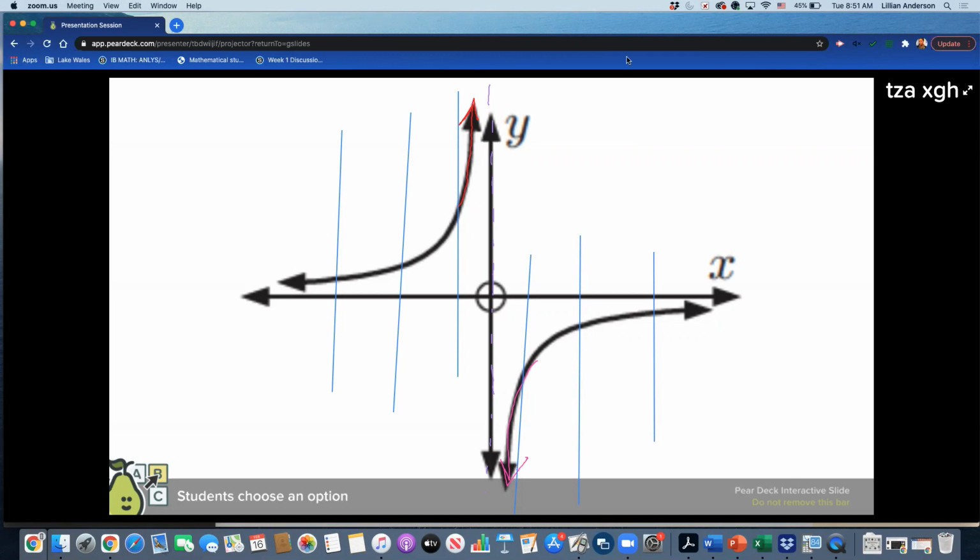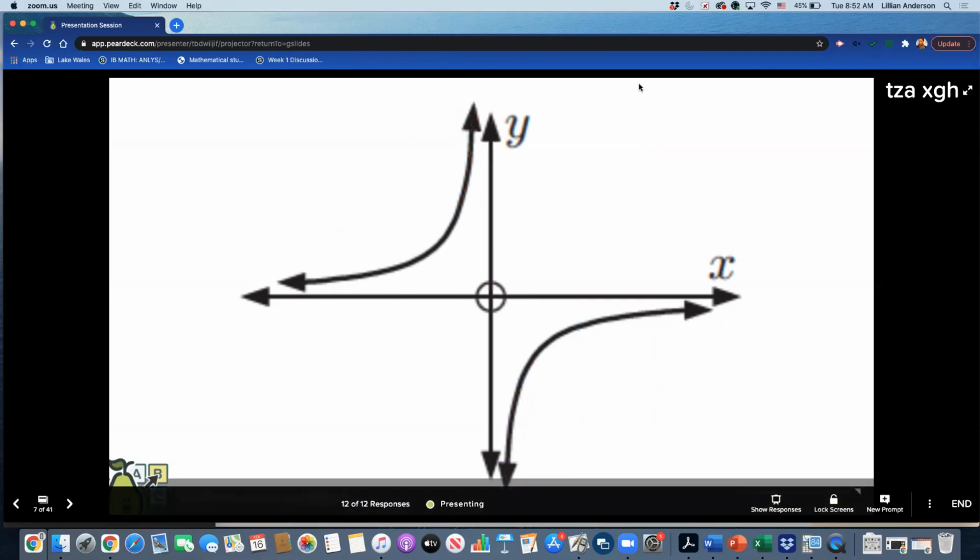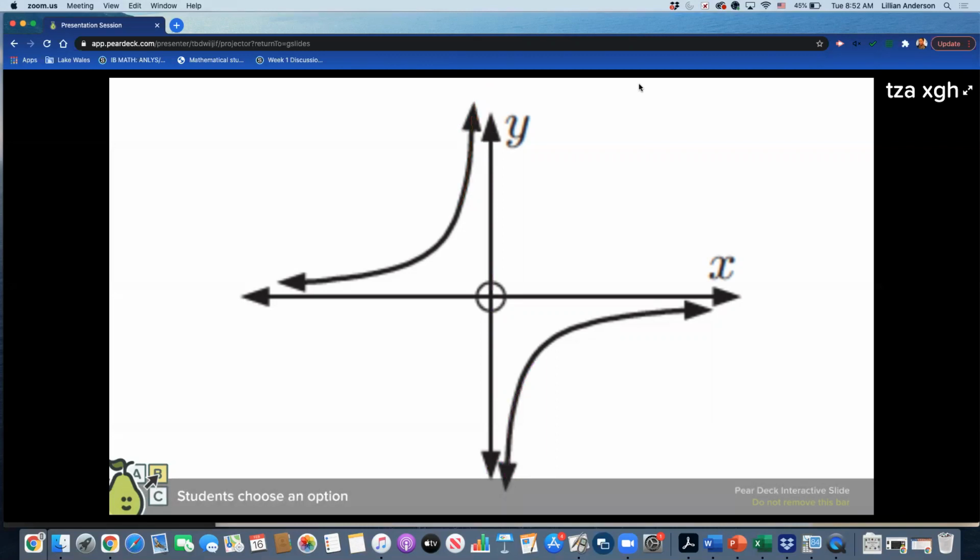Questions on functions. What makes a function? So vertical line test, when you're looking at a graph, when you're looking at a set of ordered pairs, whether they're actually like a set or maybe even in a table, your x's do not repeat.